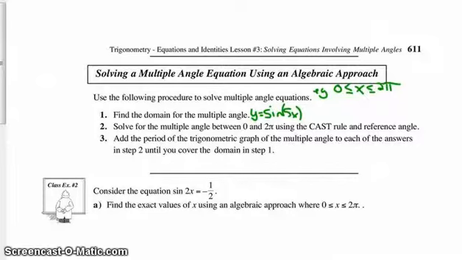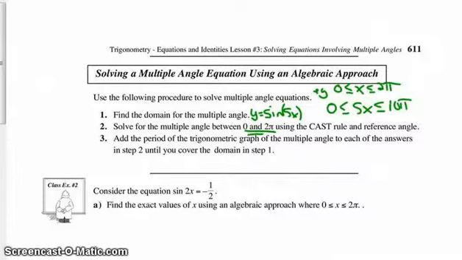That means that my restriction for the domain would be 5x is greater than or equal to 0, but less than or equal to 10 pi. And so you're going to have to go around the unit circle 5 times because you've got a 10 pi restriction. So now we solve for the multiple angle between 0 and 2 pi.